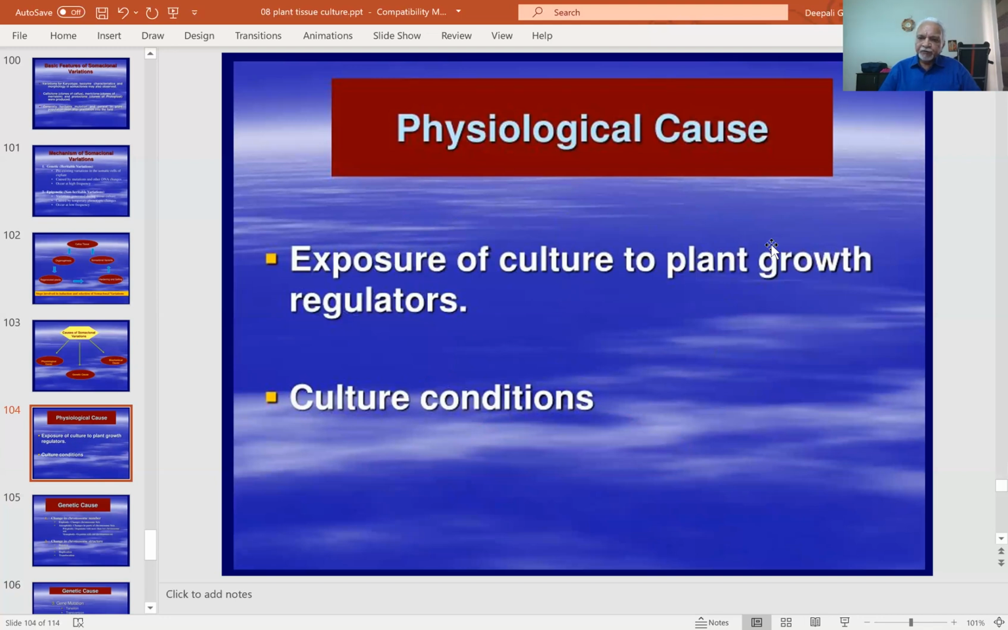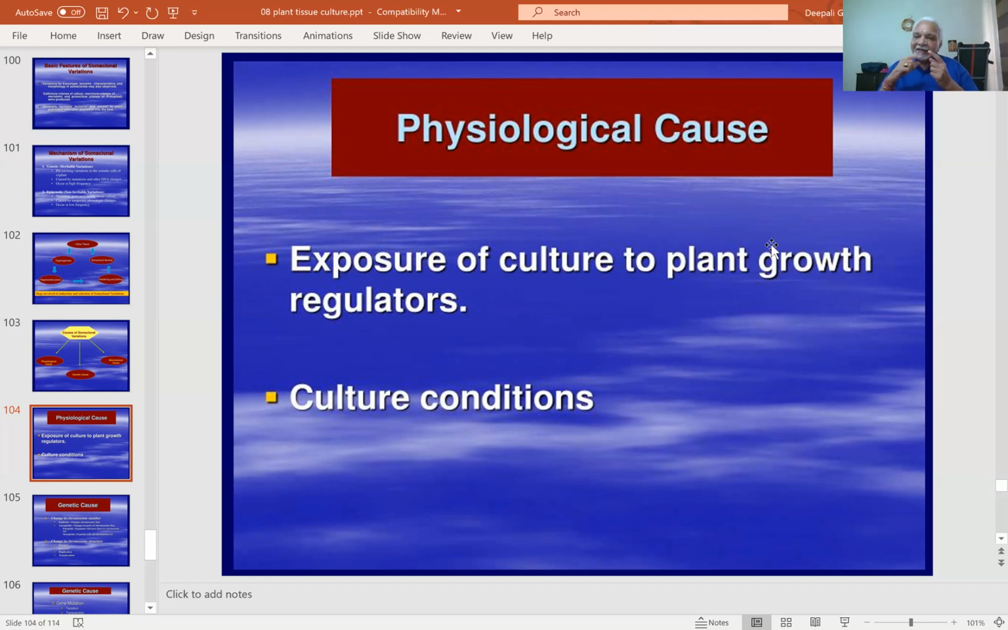So what are the physiological causes which can generate the somaclonal variations? One of the very important factors which causes this kind of variation is the exposure of culture to plant growth regulators. Now, these plant growth regulators can cause genetic change. And then the culture conditions also. The longer you keep a culture in vitro with growth regulators, the more are the chances for getting genetic variability or losing the genetic uniformity. So that is one of the negative aspects of tissue culture.